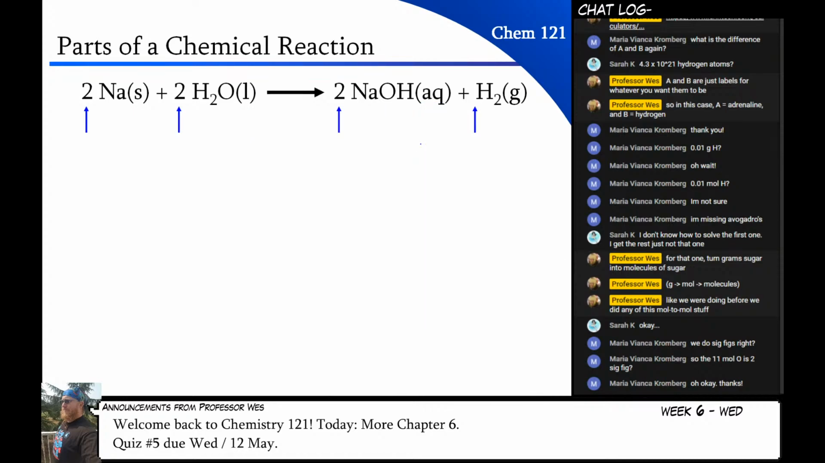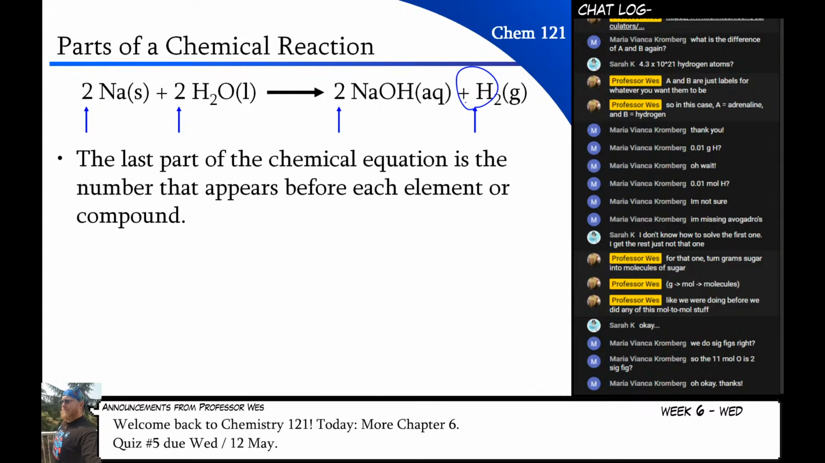All right. Lastly, we have a bunch of numbers here. You'll notice that one of my arrows here is pointing at a blank. There's no number there. That number is implied to be 1. The number is used to balance the equation.